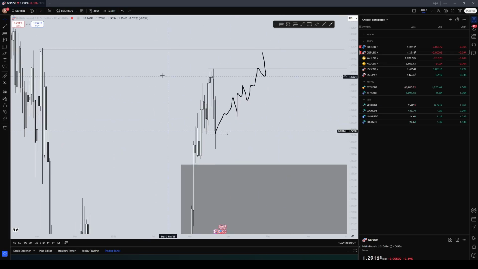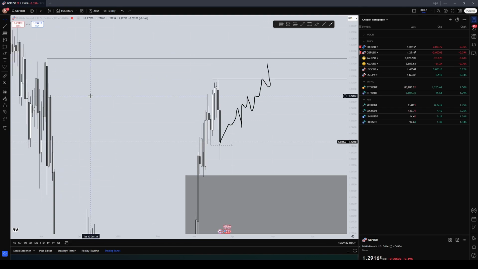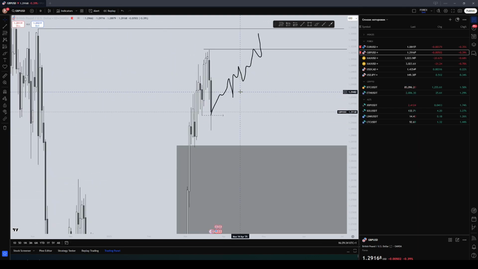And of course, targets, as I said, the previous week high and this high time frame liquidity. So from the high time frame side, for me, weekly and daily bias or direction is long.